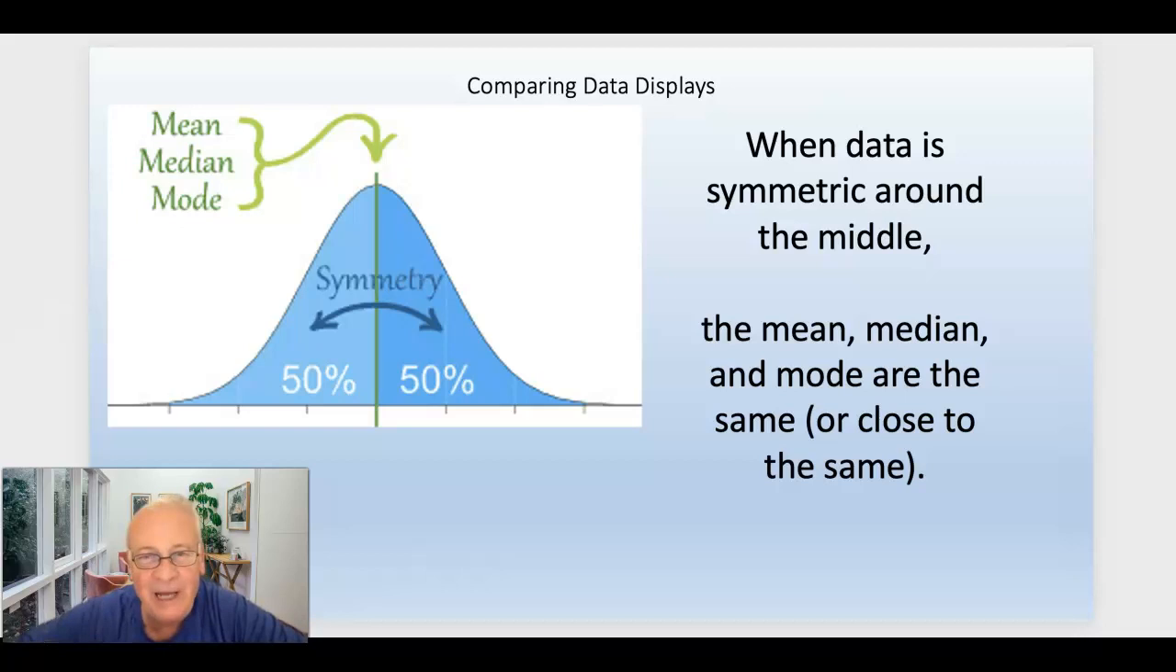Guys, I wanted to point out when data is symmetric around the middle, something that looks like that, it's known as a normal distribution, and we're going to be looking at that here soon enough. The mean, median, and mode are basically the same, or close to the same, when it's symmetric like that. Theoretically, they're exactly equal if it's perfectly symmetric.